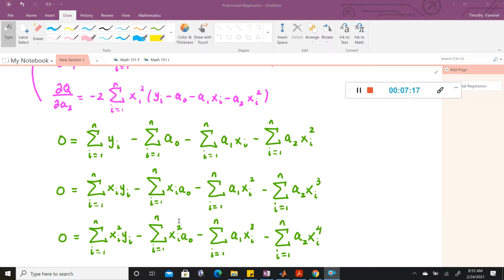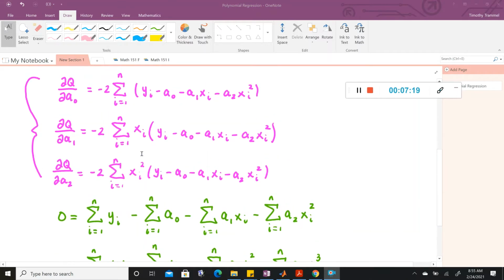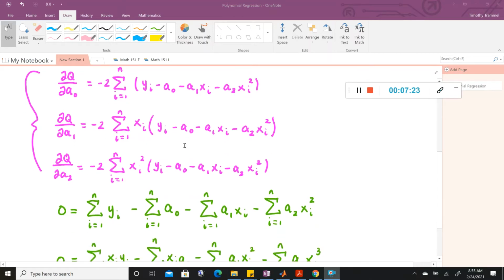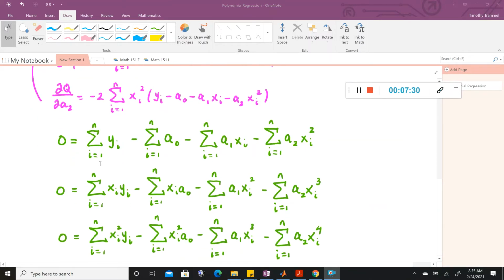All right, so it's all in here now. We've set all 3 of these equal to 0. Okay, and we broke up all the sums and we divided each side of each equation by -2. And it's given us these 3 equations here.